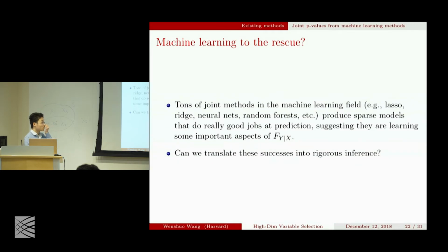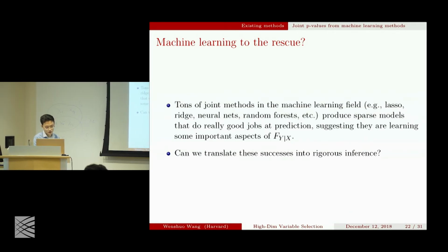Okay, so now that we know marginal p-values and Bayesian FDR, they don't do quite what we want. So what about machine learning? We have a lot of machine learning methods that could help us, like lasso, neural networks, random forests, and they produce sparse models, and they are very good at prediction. So chances are they are learning some very important aspects of the conditional distribution. And the problem is then just, can we translate those results into rigorous statistical inference?